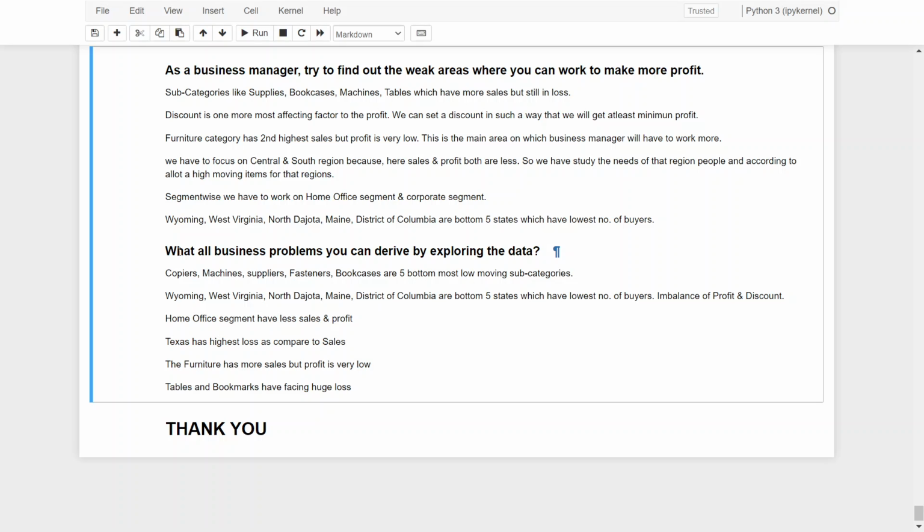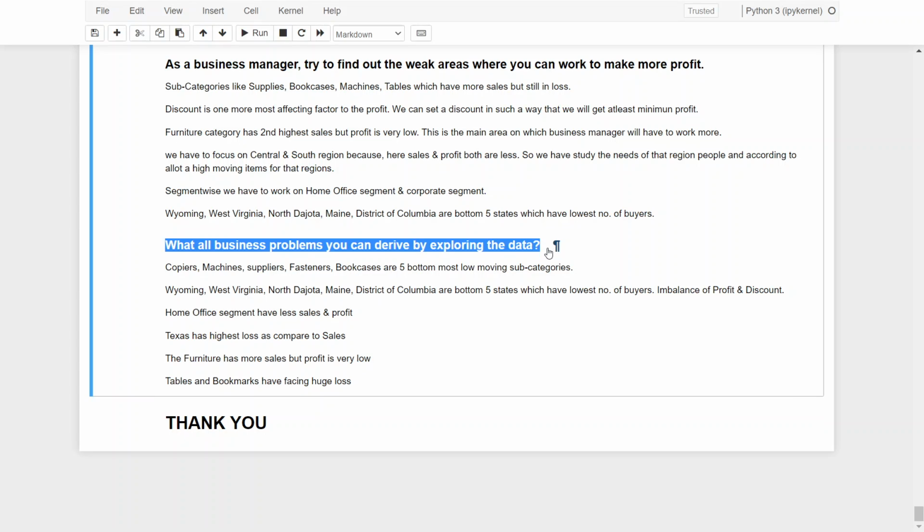And problem statement 2 is what all the business problems that you can derive by exploring the dataset. Let's explore. Copiers, machines, supplies, fasteners and bookcases are the five bottom most low moving subcategories. And Wyoming, West Virginia, North Dakota, Maine and District of Columbia are the five bottom states which have the lowest number of buyers, and there is an imbalance of the profit and discount.